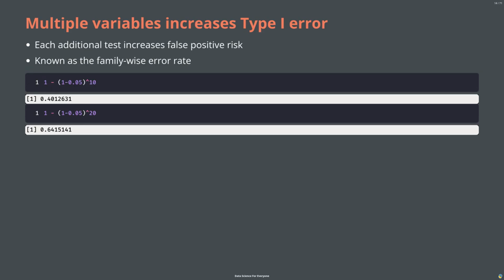The more variables or hypotheses you test, the greater the chance of type 1 error. A typical significance level alpha is 0.05, meaning there is a 5% chance of a false positive. If you conduct multiple tests, the chances of getting at least one false positive increases. For example, 10 tests at 5% significance leads to a 40% chance of at least one false positive. If you run 20 tests, the chances increase to about 64%. This is known as family-wise error rate.